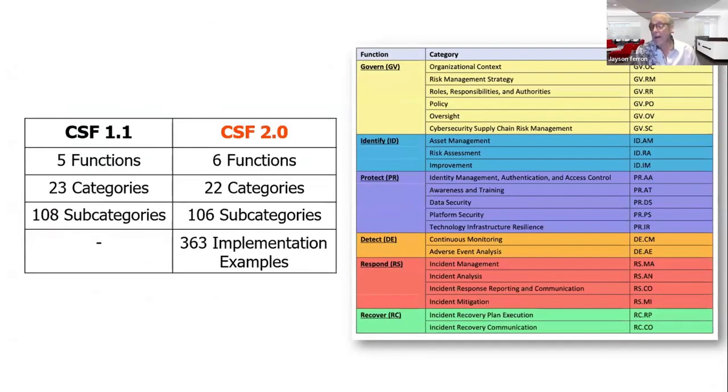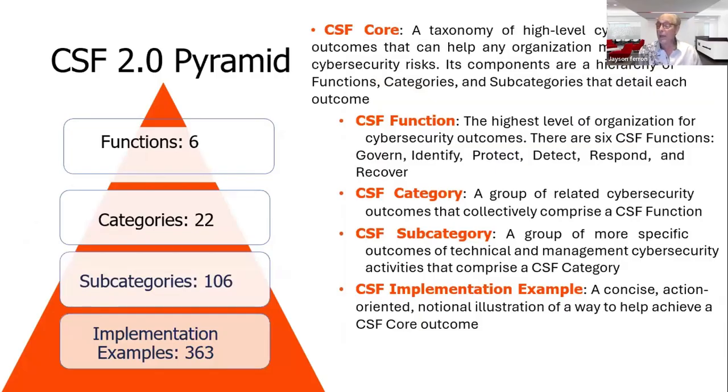So in CSF 1.1, there were 5 functions. In CSF 2.0, there are 6 functions, including governance. There are 22 categories and 106 subcategories. So for example, ID has a group, and then there are 363 examples of solutions that you can choose. Keyword, you can choose or not use. So the pyramid is, we have the key functions, recover, etc. We have the categories, we have the subcategories, and then we have the implementations.